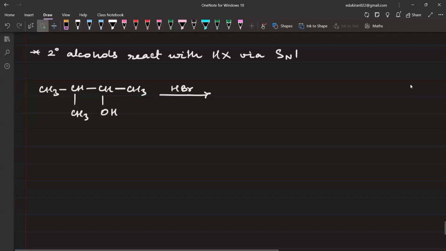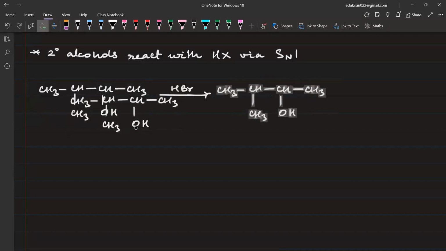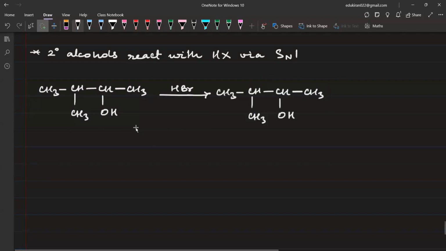तो आपको क्या लगेगा? This whole thing will be as it is, except OH की जगह क्या आ जाए? OH की जगह Br आ जाए. This is the expected product. But what actually you get is not the product that we get actually.